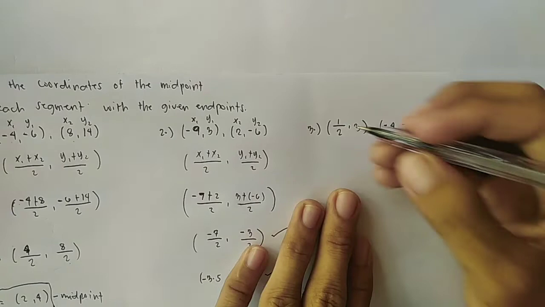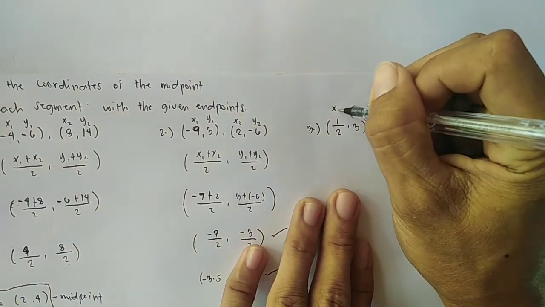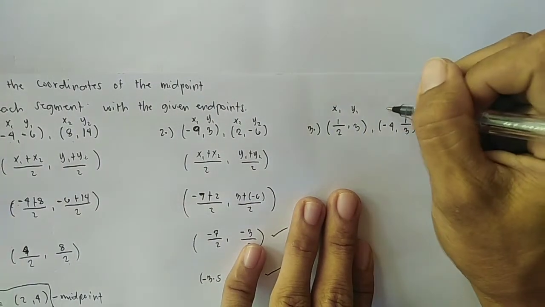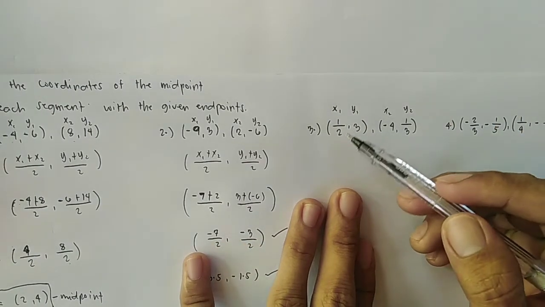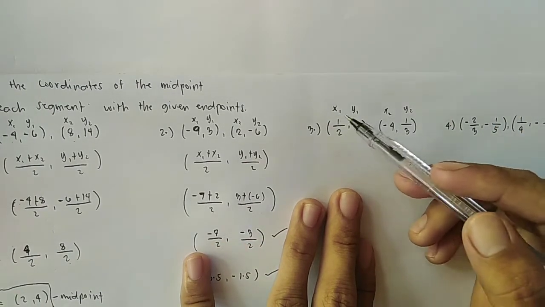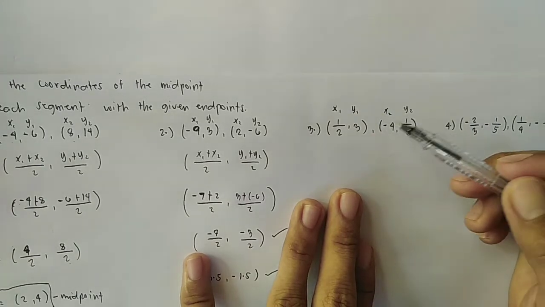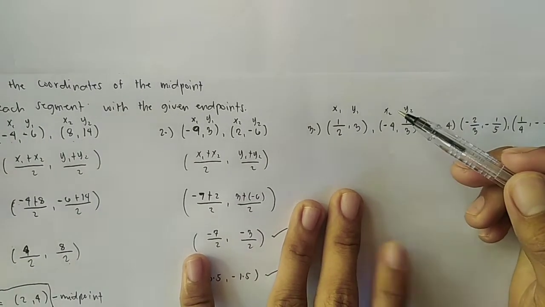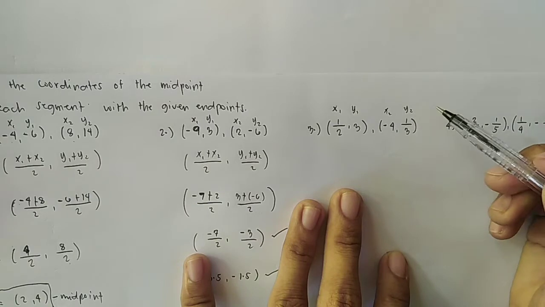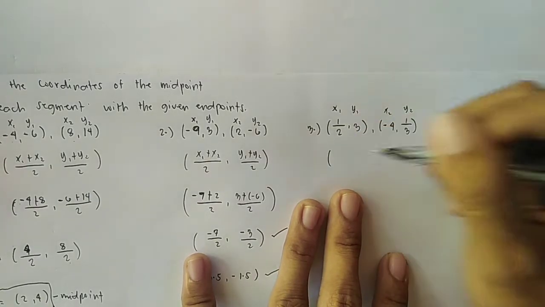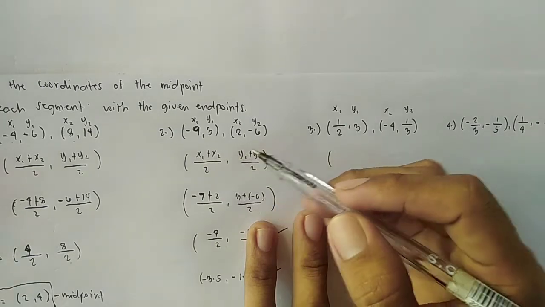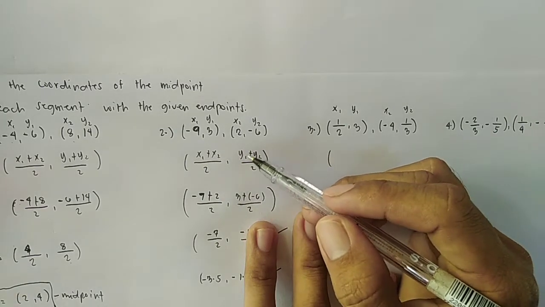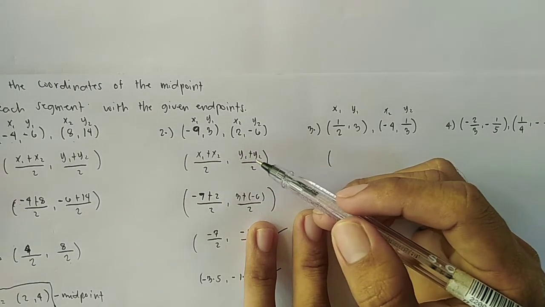So again, just directly identify the x sub 1, y sub 1, x sub 2, y sub 2. Always remember that the first coordinate must be the x sub 1, y sub 1, and the second will automatically be the values for your x sub 2 and y sub 2. We can also interchange x sub 1 and x sub 2, but always do the same for the y variables.